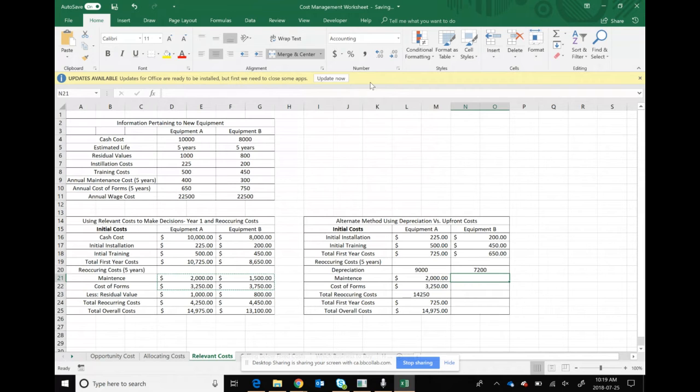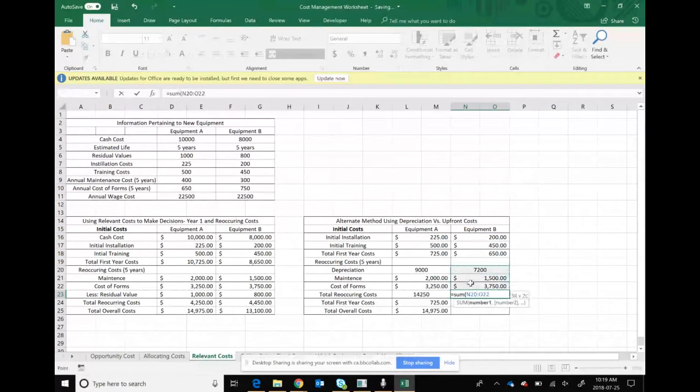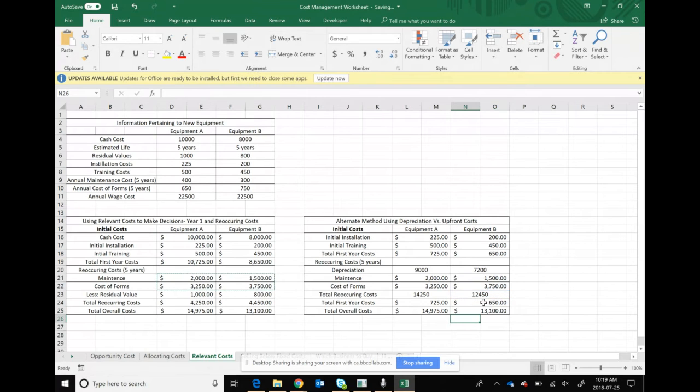Our maintenance does not change, so it's $1,500. Cost of forms do not change. So our total reoccurring costs are the depreciation plus the cost of forms and the cost of maintenance. So we get $12,450 in reoccurring costs. If we add our initial costs, we get a total overall cost of $13,100. And again, you'll notice that that total overall cost is the same between the first method and the second method.